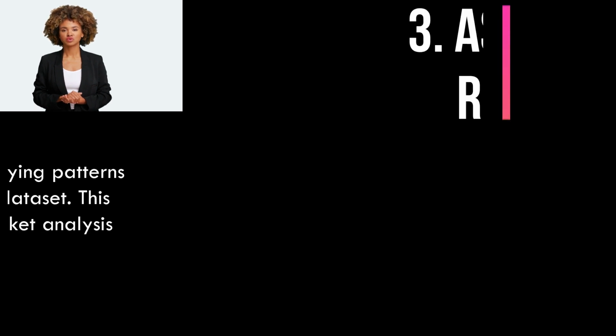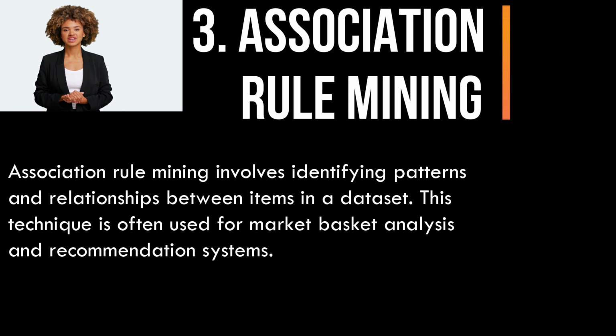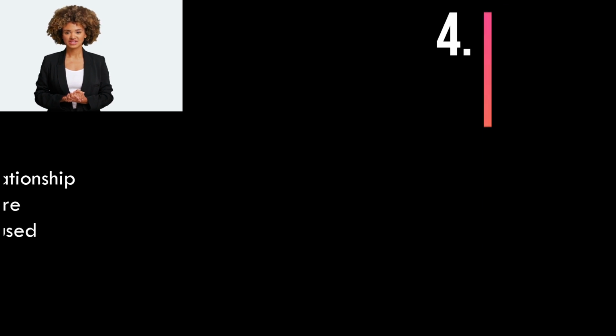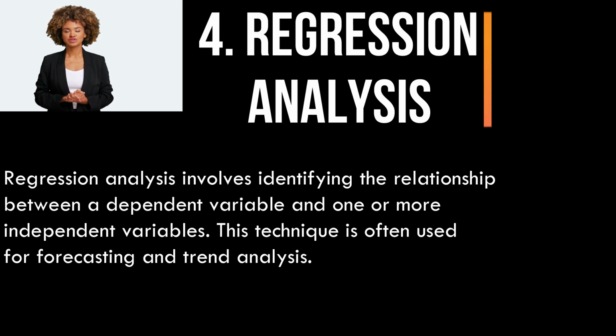3. Association rule mining. Association rule mining involves identifying patterns and relationships between items in a dataset. This technique is often used for market basket analysis and recommendation systems. 4. Regression analysis. Regression analysis involves identifying the relationship between a dependent variable and one or more independent variables. This technique is often used for forecasting and trend analysis.